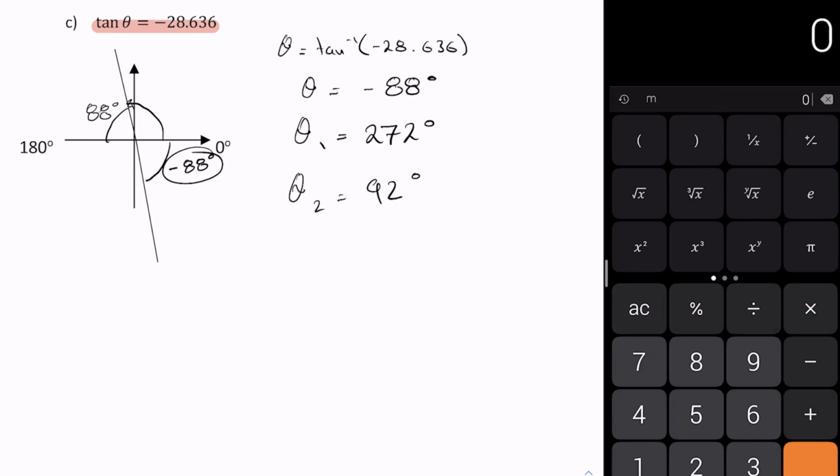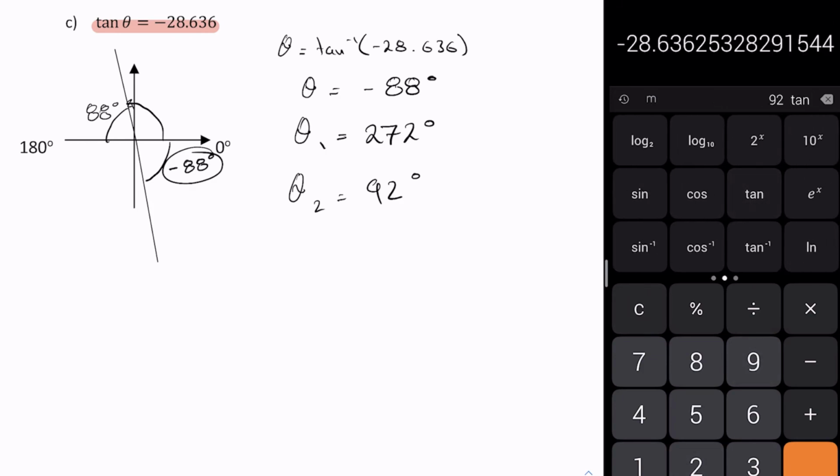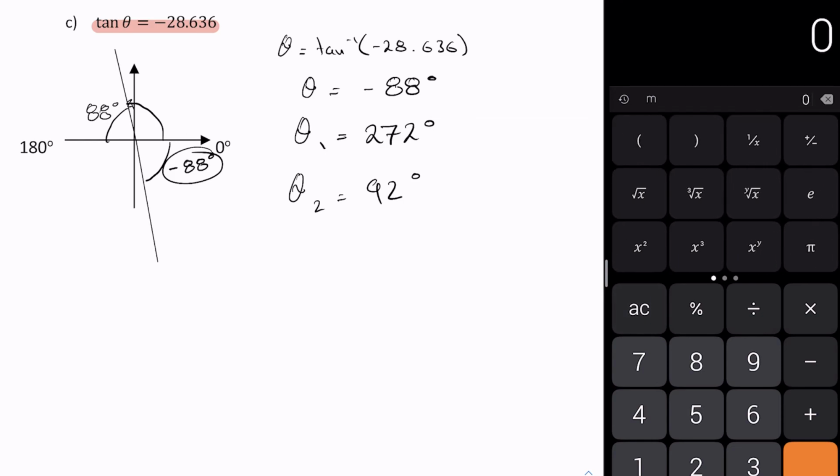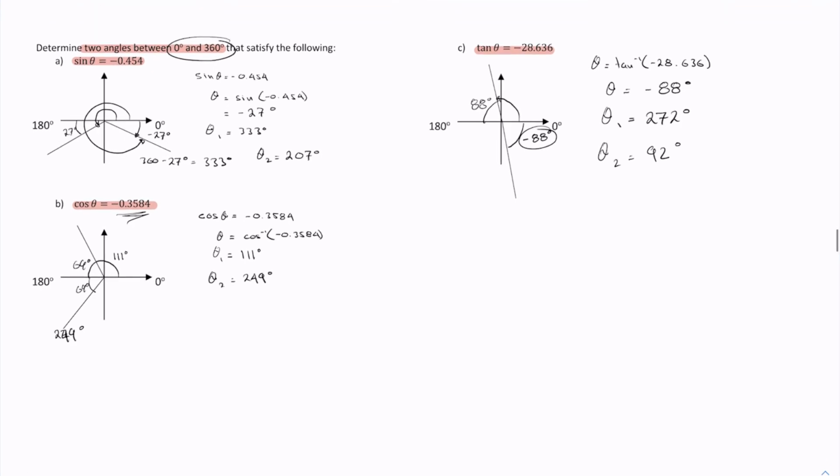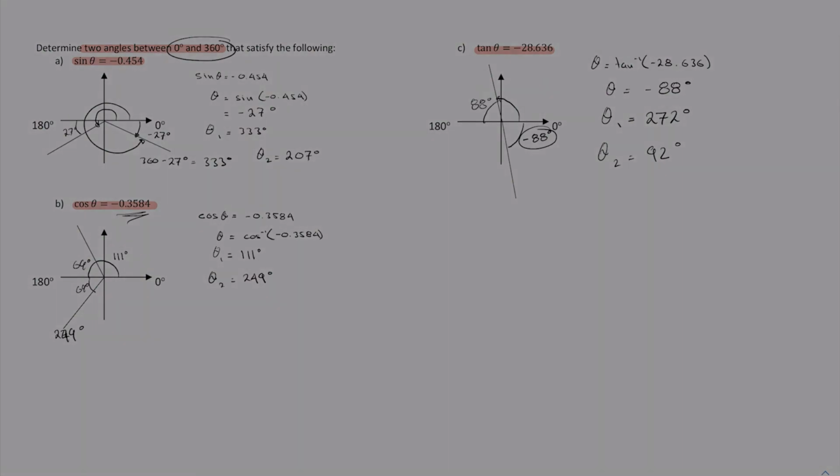Let's check that. If I go 92 tangent, I get negative 28.636, and a bunch of other numbers. Close enough. That looks good. So we have our values in all three cases. Notice how when we first calculated theta, it did not fall within our range, so we had to analyze our scenario and express that negative theta in terms of a positive value theta.